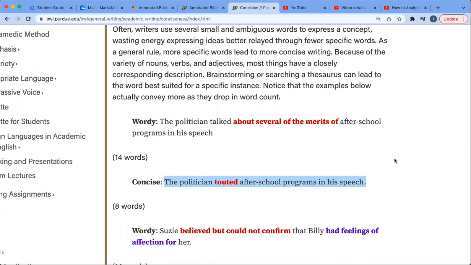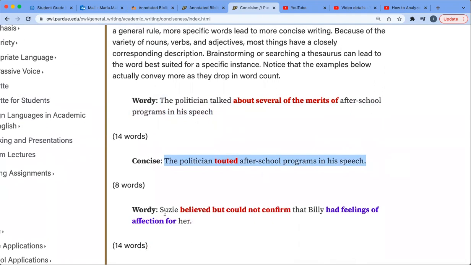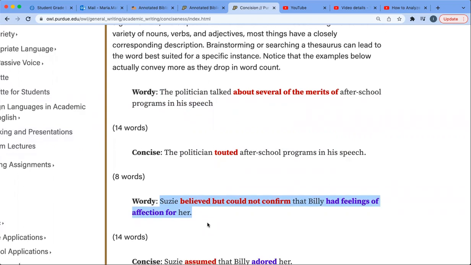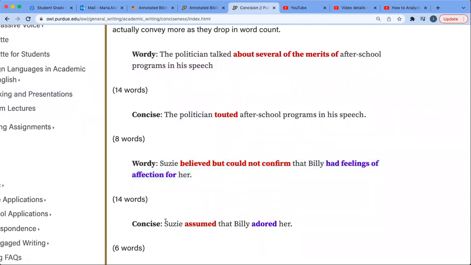Or even if you have presentations at work, in a business setting, your communication must be concise. Otherwise, people are going to fall asleep. So you will have 8 words instead of 14 words. You can try the next one. Susie believed but could not confirm that Billy had feelings of affection for her. 14 words. You can write down your version of concise writing in the comment box below, or you can take a look at the sample. Susie assumed that Billy adored her. 6 words versus 14 words.